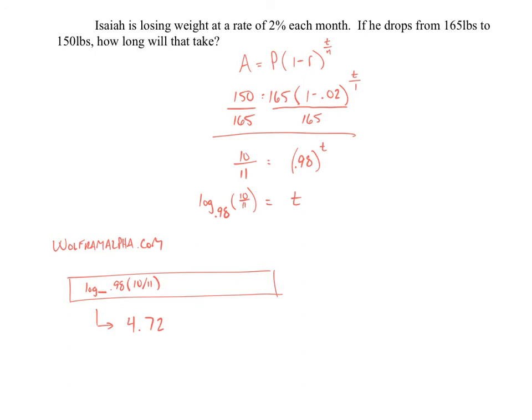And make sure that since it asked for time in months, you write 4.72 months. Yes, you can have fractions of a month. Those are called days. But you don't have to specify exactly how many days or hours we're dealing with here. You can just say 4.72 months.